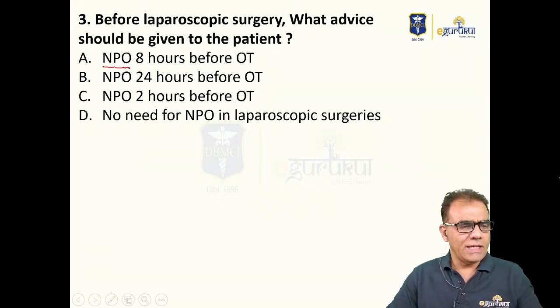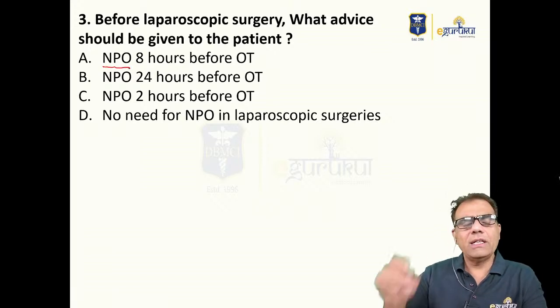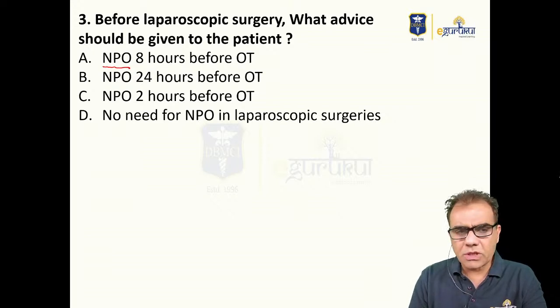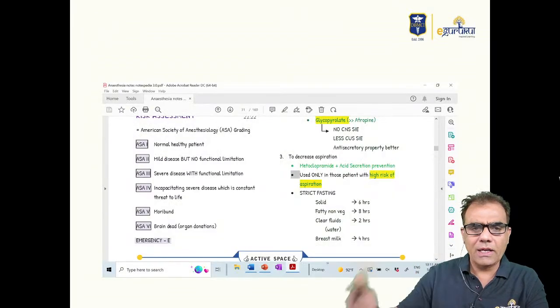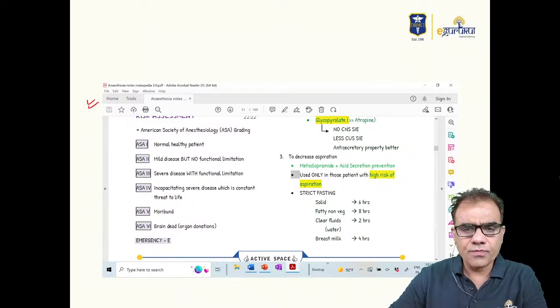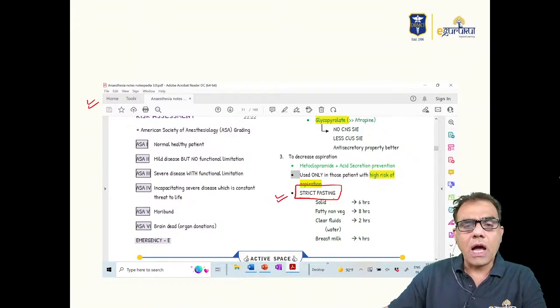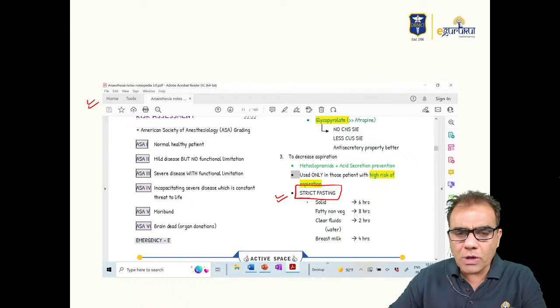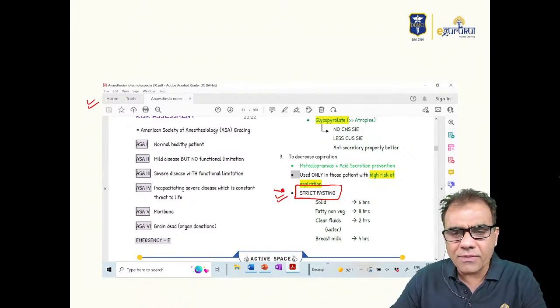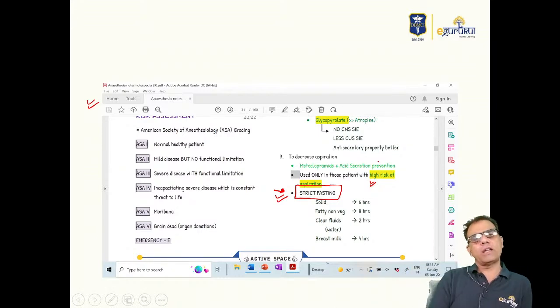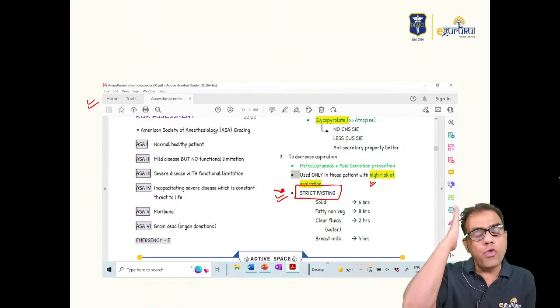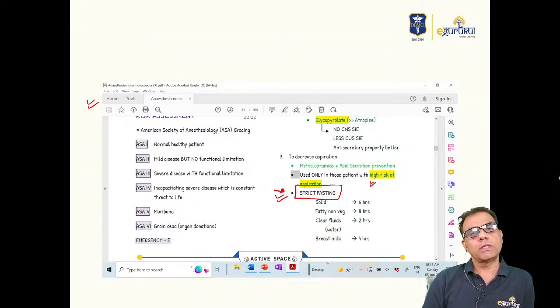Nil oral guidelines. So nil oral guidelines are very important that you must know. And nil oral guidelines, again our screenshot of notes. Nil oral guidelines, that is fasting, is very important, and you should be strict about fasting, because aspiration is a complication of anesthesia for which you will only be responsible, not the surgeon.